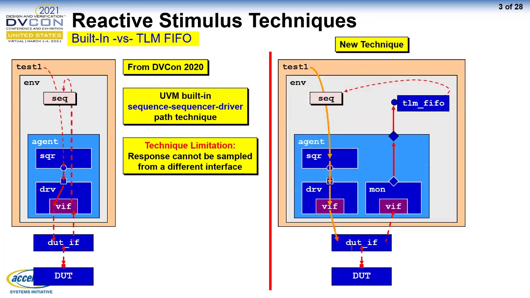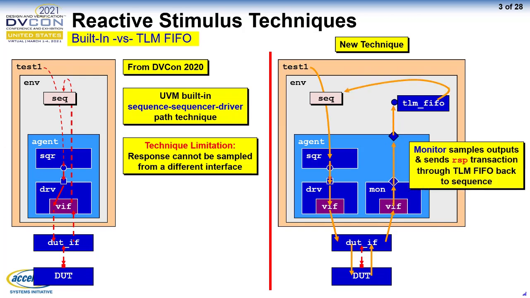A new technique described in this presentation also starts a sequence on the environment agent sequencer and again passes the transaction through the DUT interface and into the DUT. But then the monitor samples the inputs and outputs and places them in a transaction, and then broadcasts the sampled transaction through the analysis port and sends the transaction to a TLM analysis FIFO, which will queue up the transaction and hold it until the sequence retrieves the transaction from the TLM analysis FIFO.